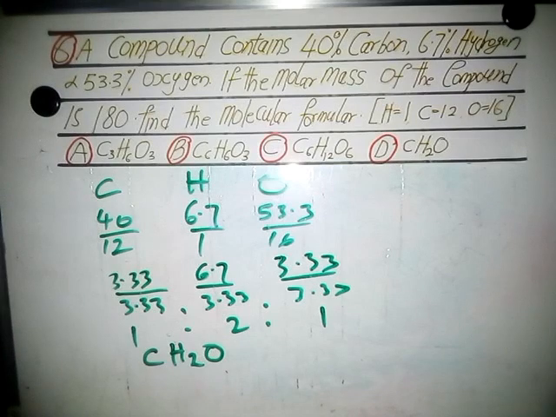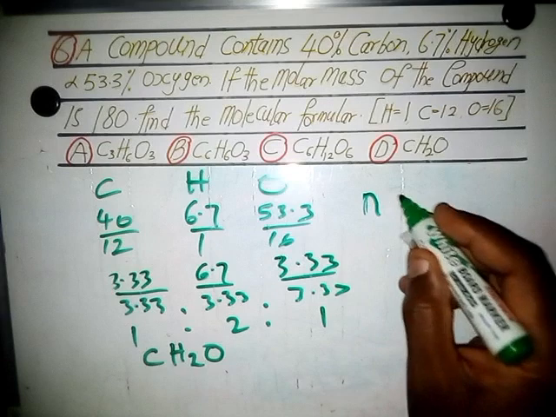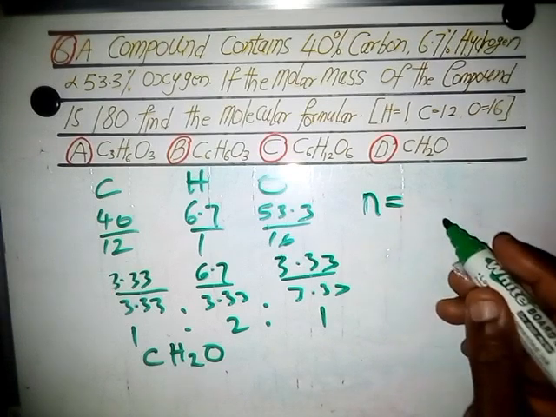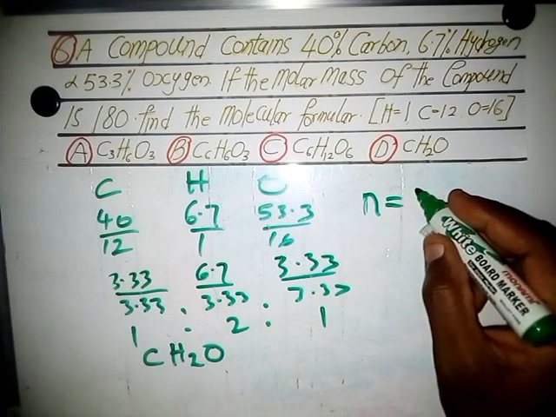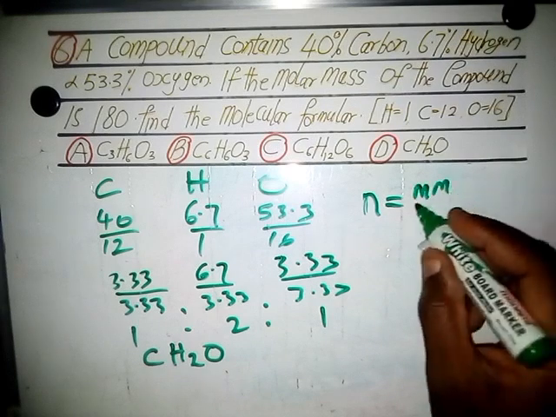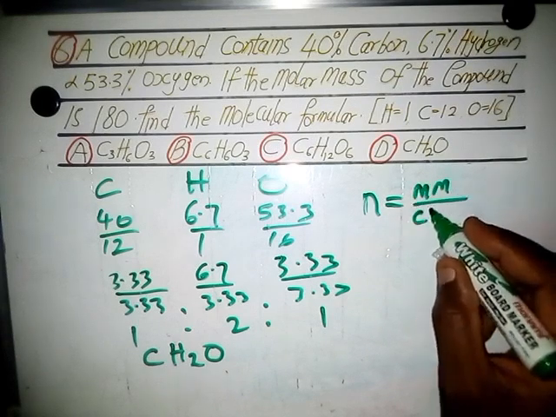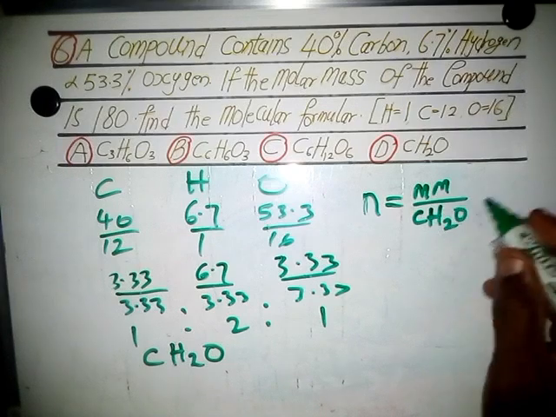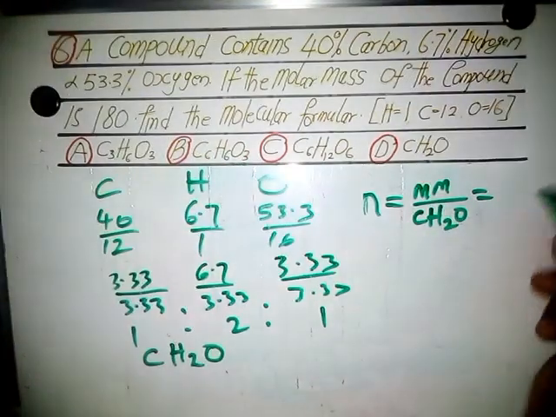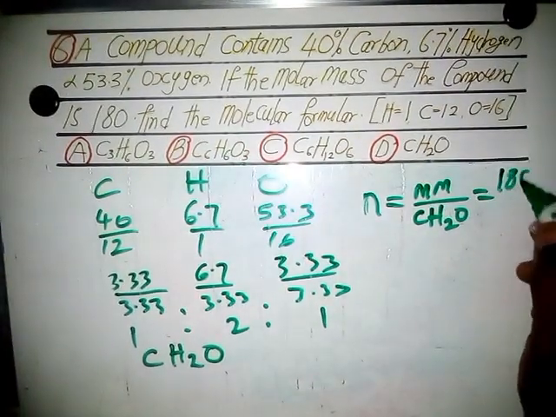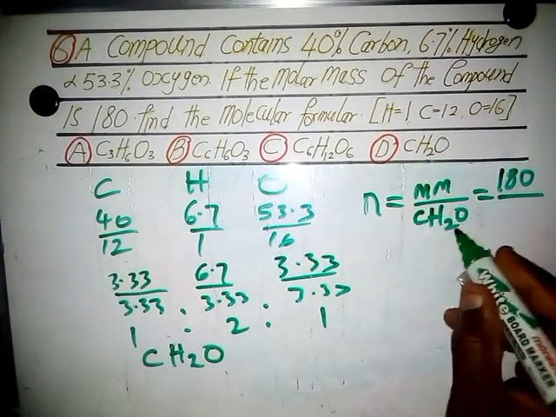Then from here, we calculate n. n is the number of empirical formula units, which is equal to the molar mass over the empirical formula. The molar mass here is 180 over the empirical formula.